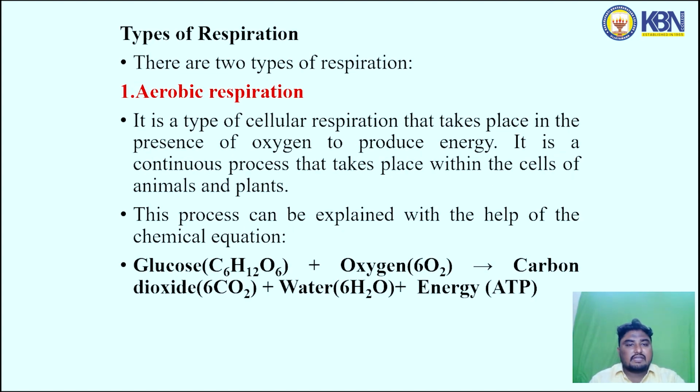The types of respiration. There are two types of respiration: aerobic respiration and anaerobic respiration. Aerobic respiration is a type of cellular respiration that takes place in the presence of oxygen to produce energy. It is a continuous process that takes place within the cells of animals and plants. This process can be explained with the help of the chemical reaction C6H12O6, glucose, plus 6O2, oxygen, gives rise to carbon dioxide 6CO2 plus water 6H2O plus energy ATP.